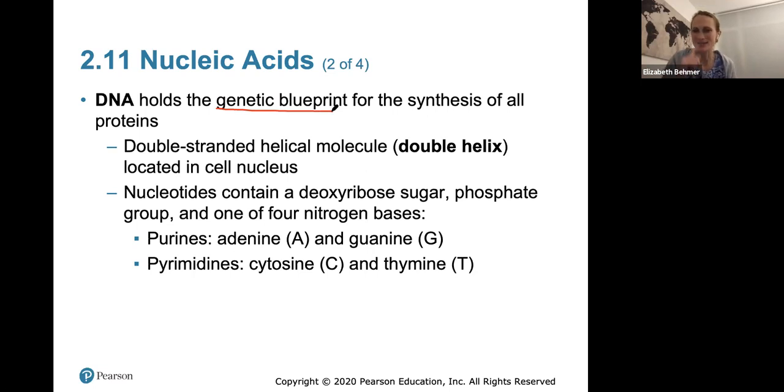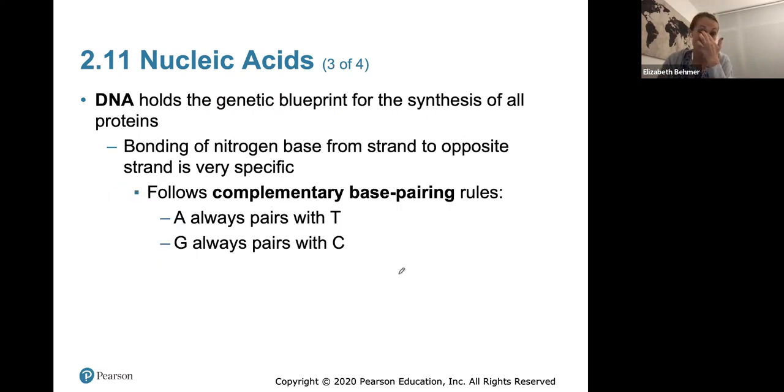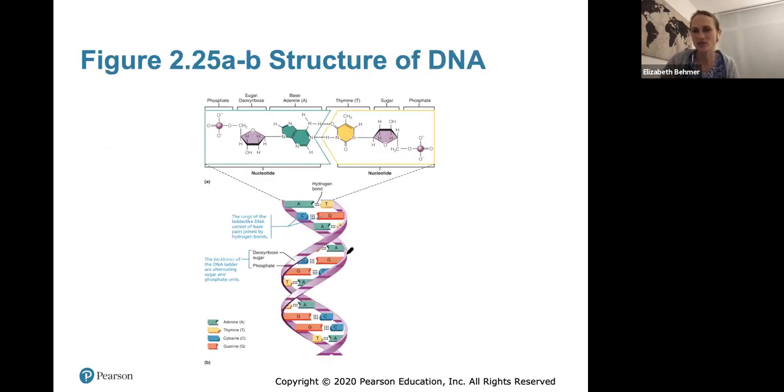It's double-stranded, it's helical. Nucleotides in DNA contain deoxyribose sugars, so that's where the DNA comes from, a phosphate group, and one of these 4 nitrogenous bases: adenine, guanine, cytosine, and thymine. So that's DNA. The bases will always bond to each other, but in a complementary base pair. So for example, in DNA, adenine can only pair or bind with thymine, and guanine can only pair or bind with cytosine. And just keep that in mind in the back of your mind when we go into the next chapter, when we talk about protein synthesis. So here's the structure of DNA.